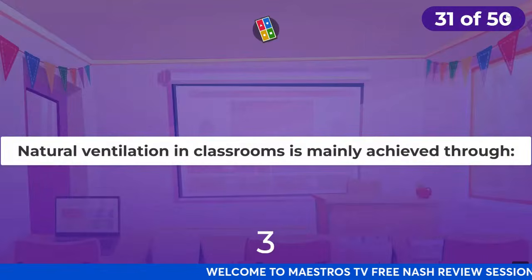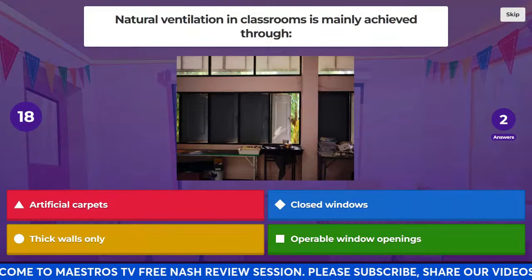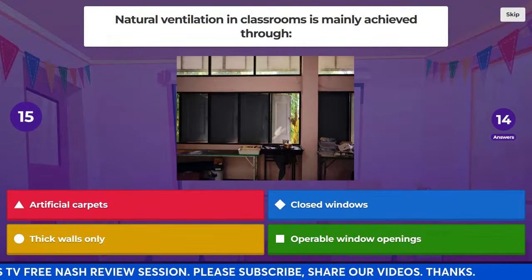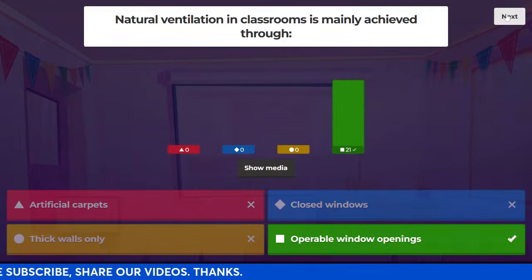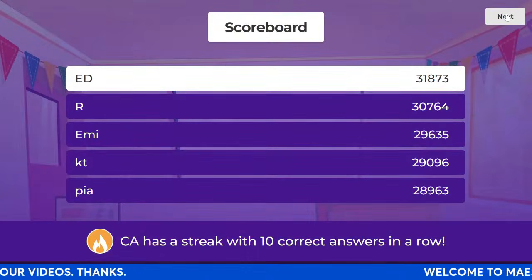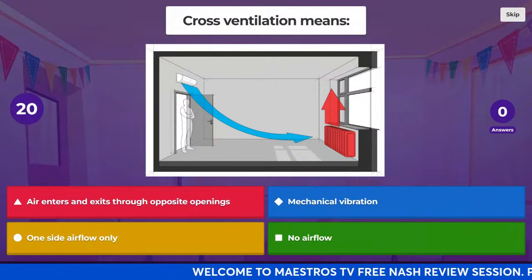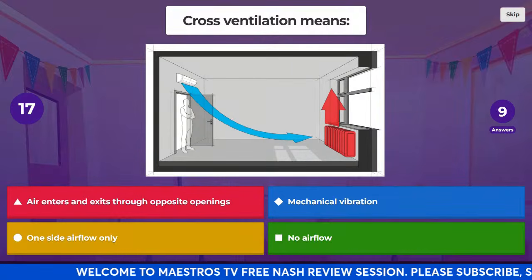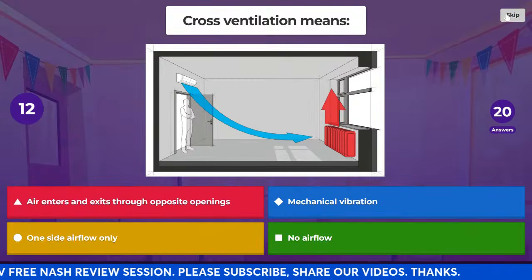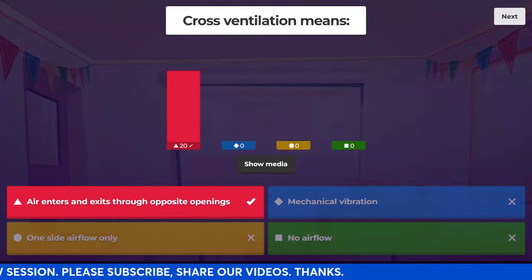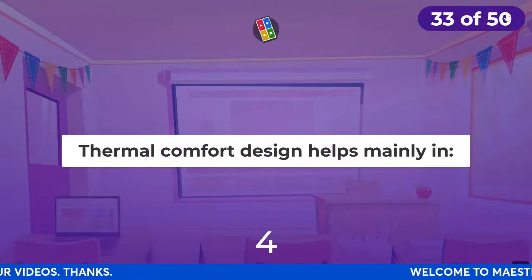Next, natural ventilation in classrooms is mainly achieved through operable window openings. 32. Cross ventilation is also... you are all correct. Air enters and exits through opposite openings.